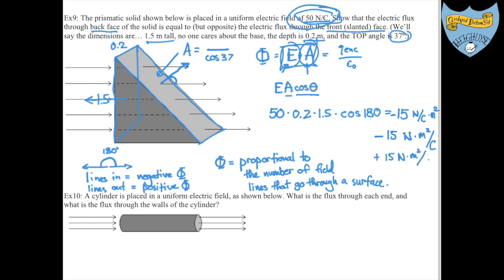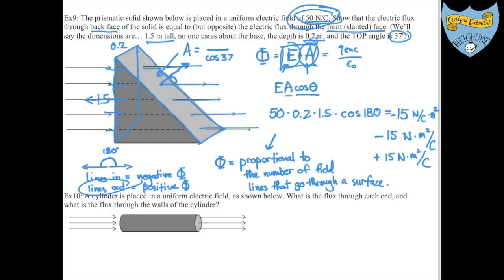And now if we go back to a couple of our rules for how we could have got that, look, we said flux is proportional to the number of field lines that go through a surface. If I've got the same number of lines going in, 5 lines going in as going out, then that means I must have the same amount of flux through that face, regardless of the angle or the proportions or anything else. If the same number of lines go in as go out, then the flux is the same. And it's positive because of this rule, the lines are going out.